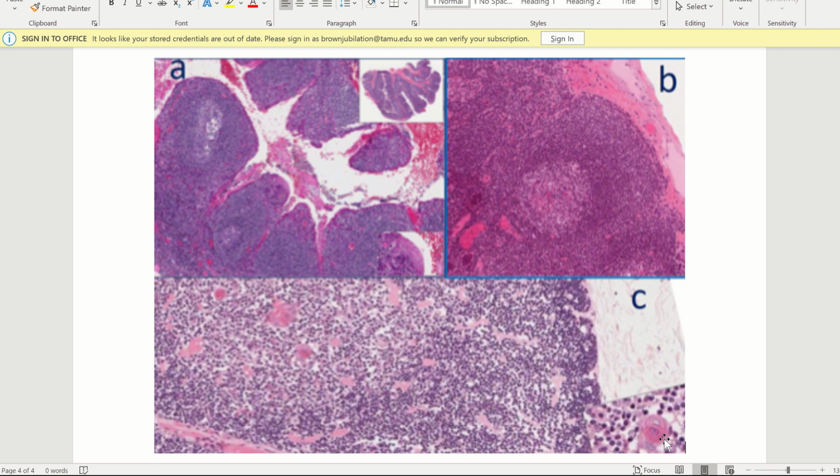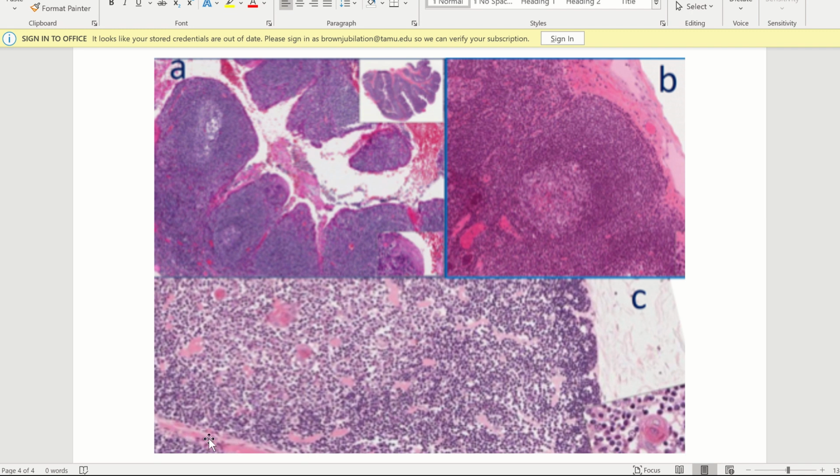So remember what these are. These are Hassall's corpuscles, all throughout here. And then if you look at these lighter pink staining things, those are the epithelial reticular cells. Remember, those are what are responsible for making the blood-thymus barrier. We don't really know what Hassall's corpuscles do, but these are all very characteristic things of the thymus.